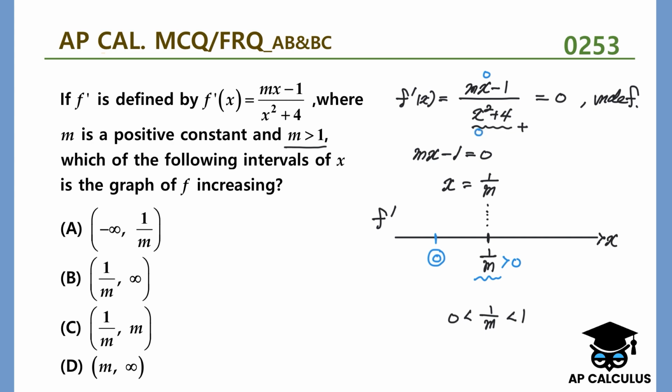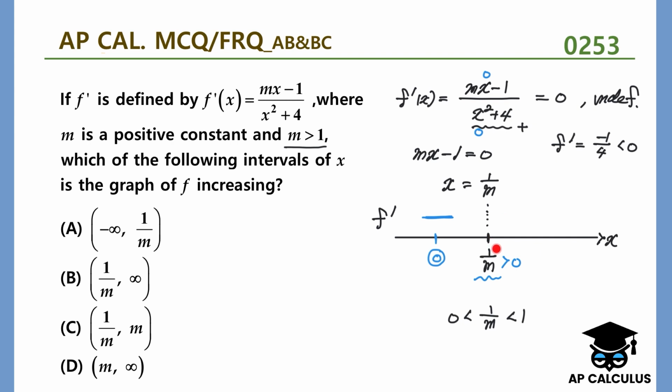So what's f prime then? F prime is equal to negative 1 over 4, which is negative, right? So this interval is negative. So far so good.